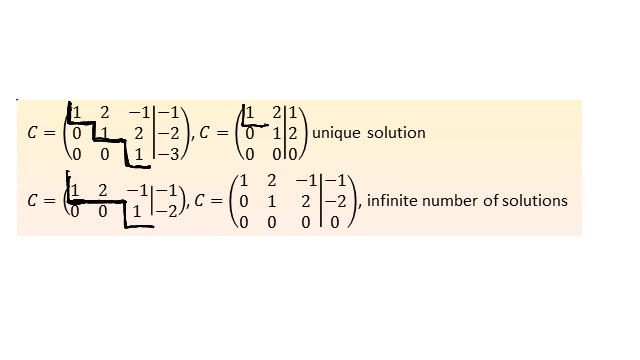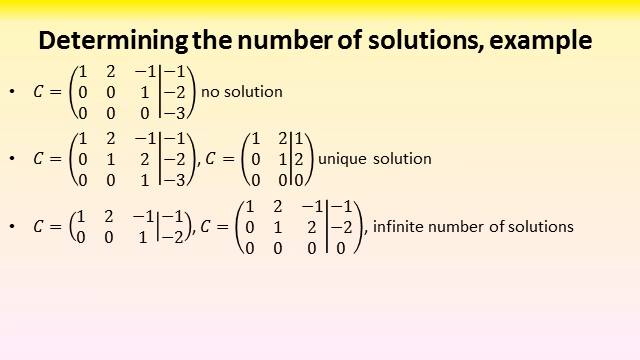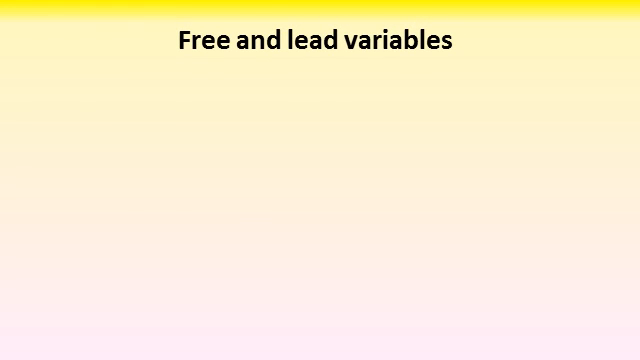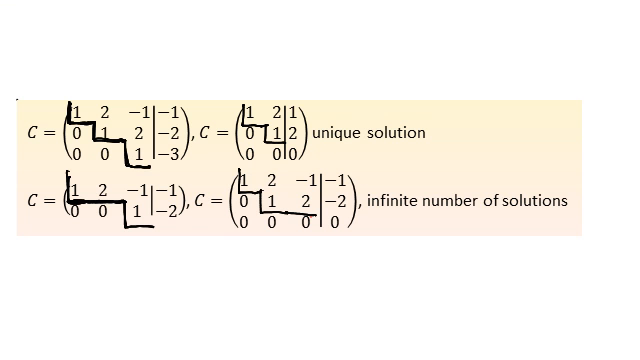Same thing goes for these second examples. I go down, right, down, right. Here I go down, right, right. So it's again an infinite number of solutions. For systems that do have an infinite number of solutions, there are concepts called free and leading variables. So let's take a look at that.